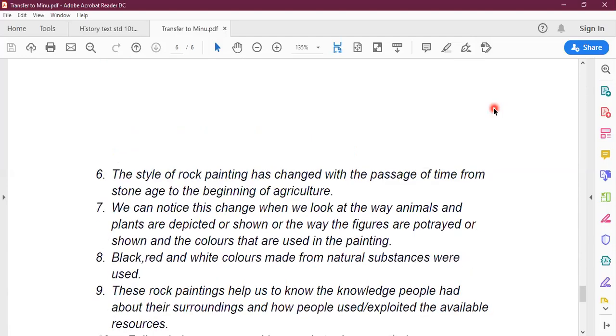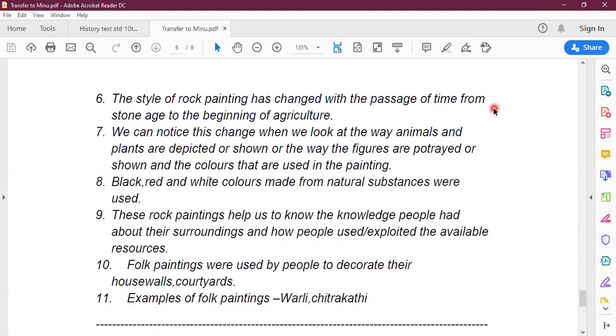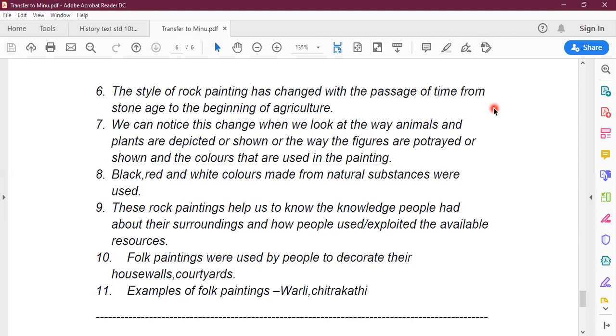Let's go ahead. Some more aspects about rock paintings have been discussed. Rock paintings have been found right from Stone Age time to the beginning of agriculture. But it didn't remain the same. We noticed that there is a change because human beings started giving importance to all the details and became a better painter. Animals and plants have been depicted in a different way. The colors that were used for painting also started changing. Generally, black, red, and white colors, which were made from natural substances, were used to portray these paintings.